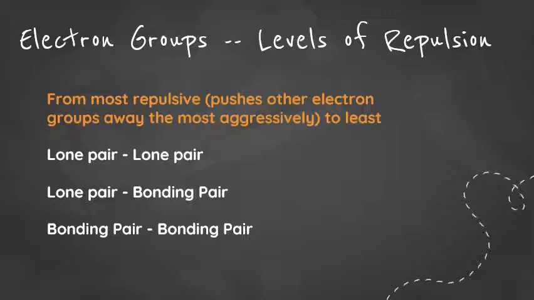Then the next most repulsive will be a lone pair to a bonding pair. So a lone pair would push a bonding pair away. And then our least repulsive would be a bonding pair to bonding pair. So even though they still don't want to be next to each other, they're not going to push each other away as aggressively as an electron group that has a lone pair involved in it.